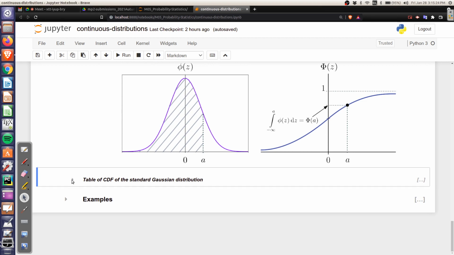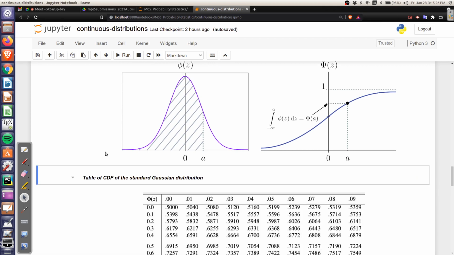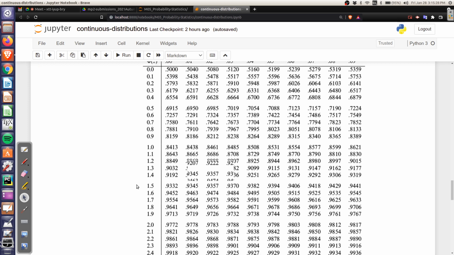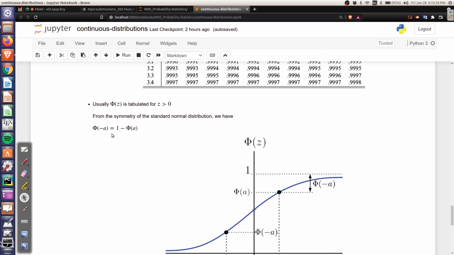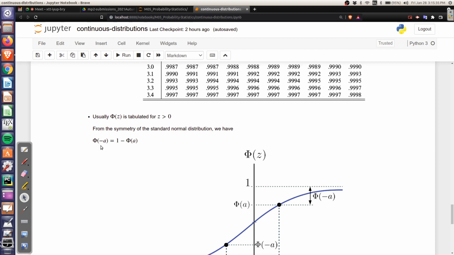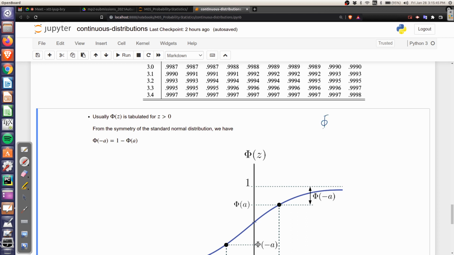I'll show you the table of such a standard Gaussian distribution. This is a table, and I'll do an example for you to understand how to use it. Let's use some results here. If I want to find the CDF at some negative value, that is equal to 1 minus the CDF at the corresponding positive value. So let's say I want phi of minus 0.56. This is equal to 1 minus the value of phi at 0.56 itself. Okay, just as an example.